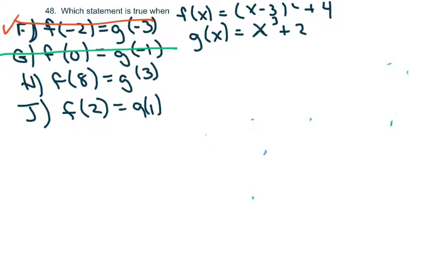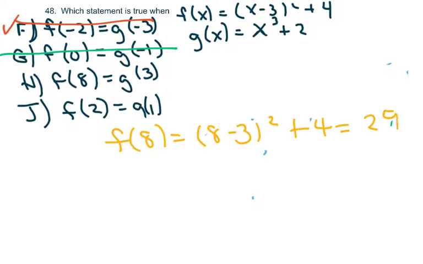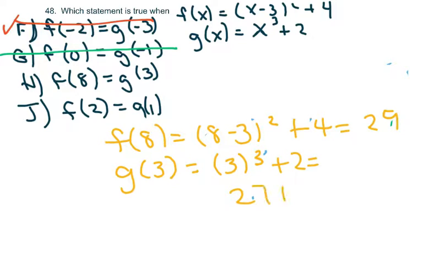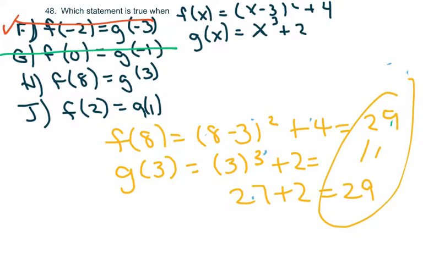All right, the next one, we have f of 8. So we get f of 8 equals 8 minus 3 squared plus 4. That's 5 squared plus 4 is 25, or 29, right? And now let's do g of 3 equals 3 cubed plus 2. So that's 27 plus 2. That equals 29. Voila. They match. They equal. So my answer is H.